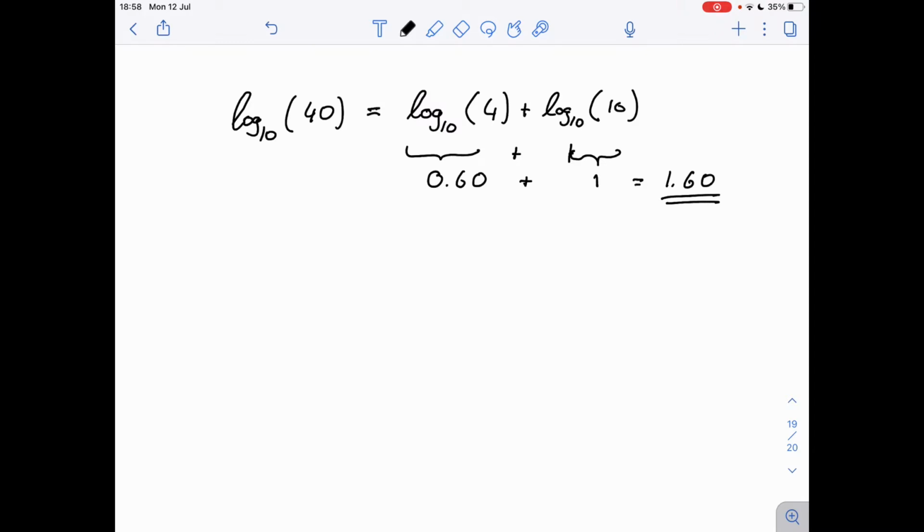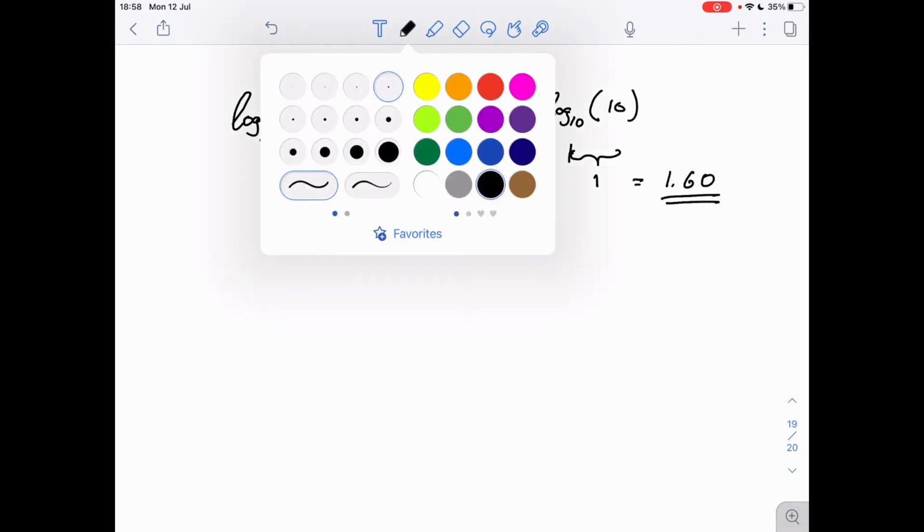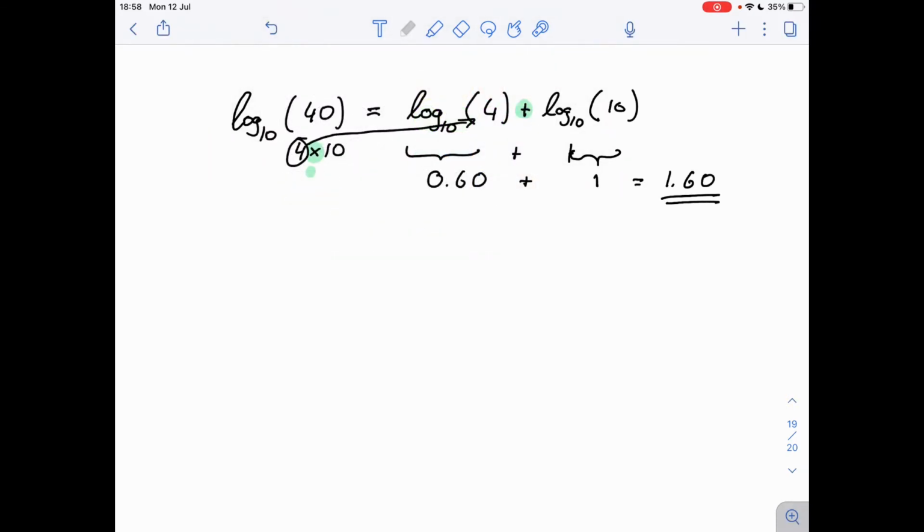And here we applied the multiplication rule, because we said 40, we can write this as 4 times 10, and therefore we use that 4 here. The multiplication sign turns into a plus, and the 10 becomes this one here. Okay, so that's all good.